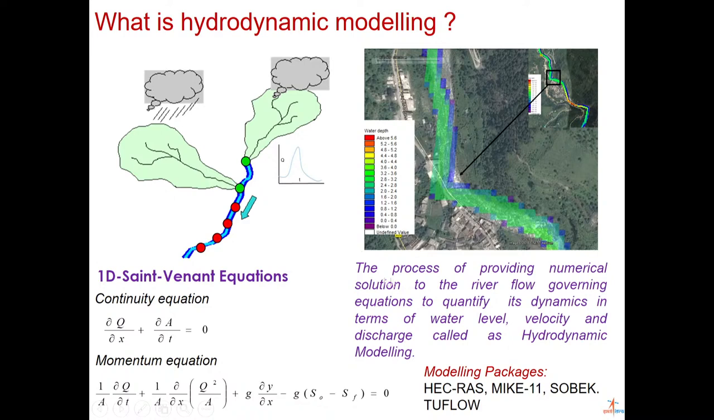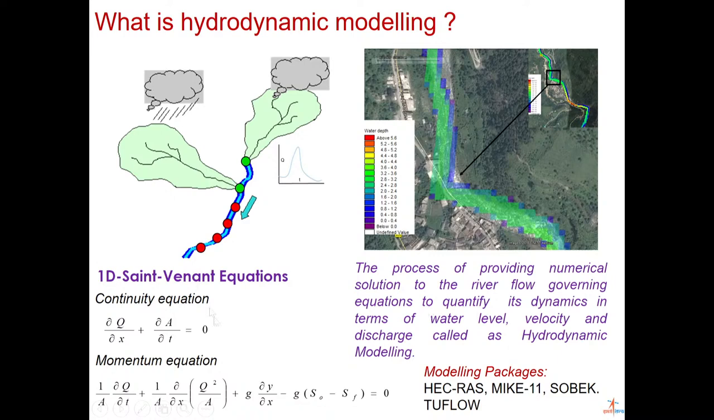I will just read out the definition: the process of providing numerical solutions to the river flow governing equations. In this case the river flow governing equations are the pair of Saint-Venant equations, and then we try to quantify its dynamics in terms of water level, velocity and discharge at the downstream. That is what I was saying: I have certain information at the upstream, and I try to find out the discharge and water level at the downstream end using the Saint-Venant equation. This is nothing but what we call hydrodynamic modeling.